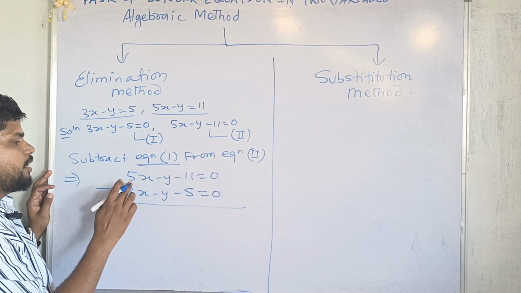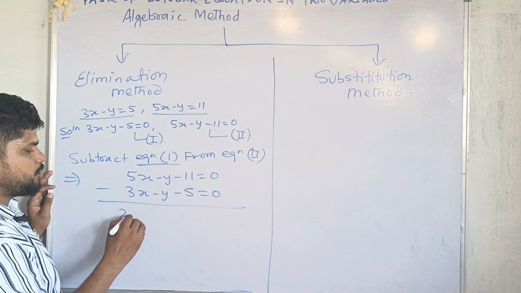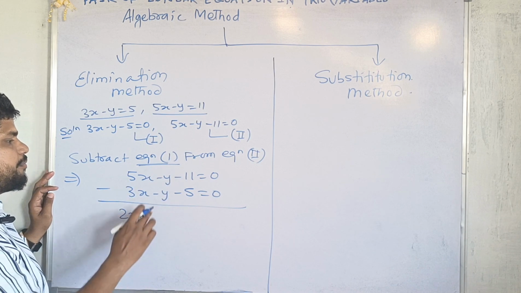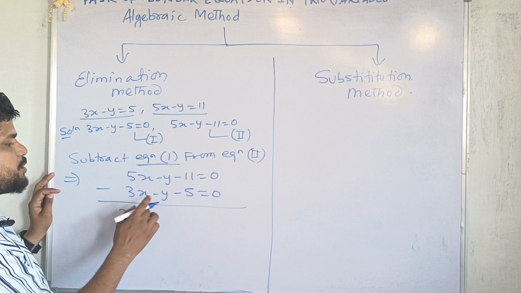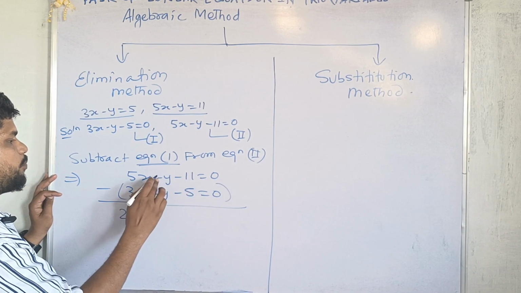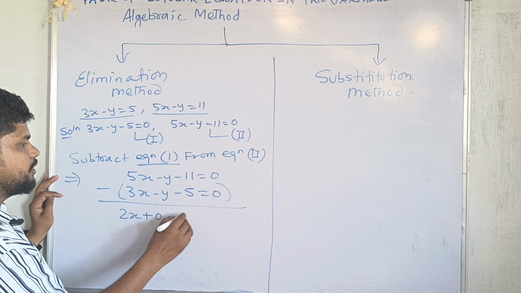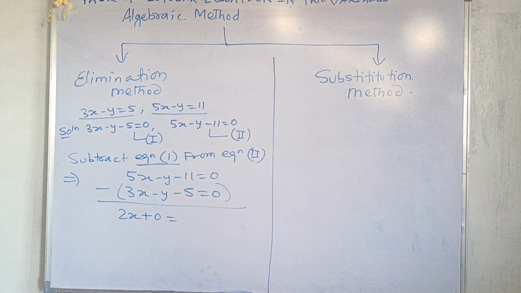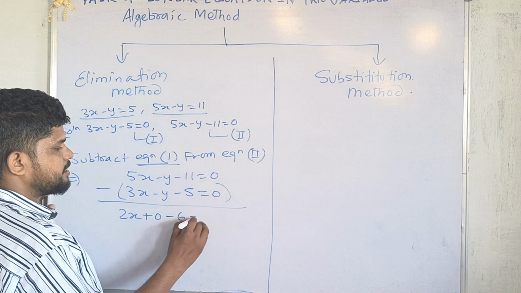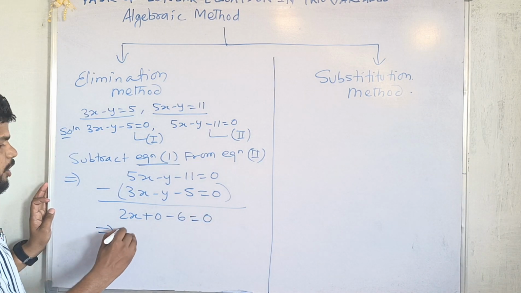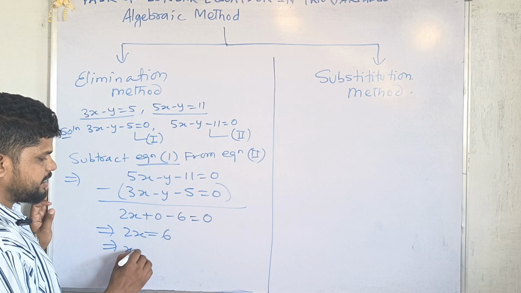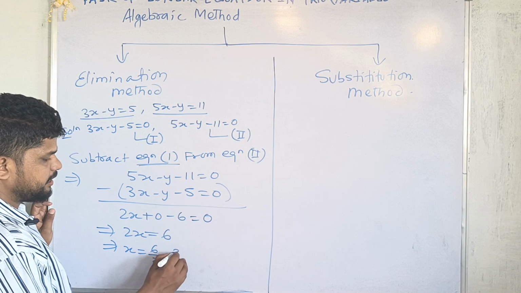We know that 5x minus 3x is how much? 2x. Minus y minus y, here minus y minus minus, we know that minus minus is plus. So minus y plus y is 0. Minus 11 minus 5, so this is minus 11 plus 5, so minus 11 plus 5 is minus 6, equal to 0. Okay, here the value of 2x is equal to plus 6. The value of x is here 6 by 2, that is 3.